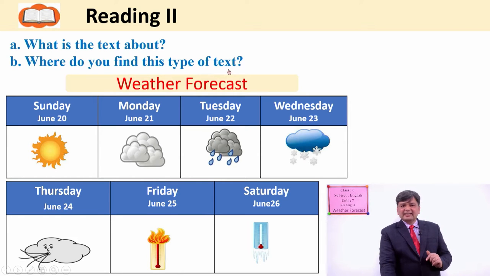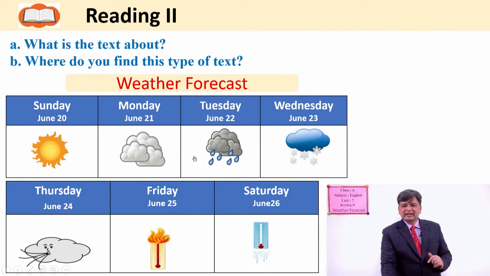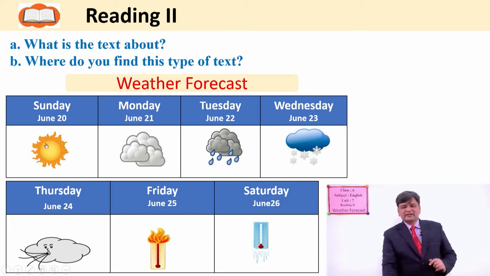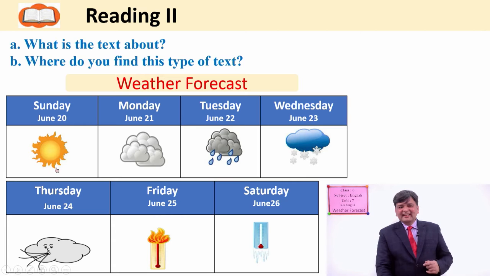Where do you find this type of text? Where do you see such kind of texts? On television. Okay. And others? Sometimes in newspapers. Very good. So what can you see in the first picture? What is it about? It's about the condition of the day. So it's on Sunday. Very good. What's the date? June 20. Good. And what will be the day like?